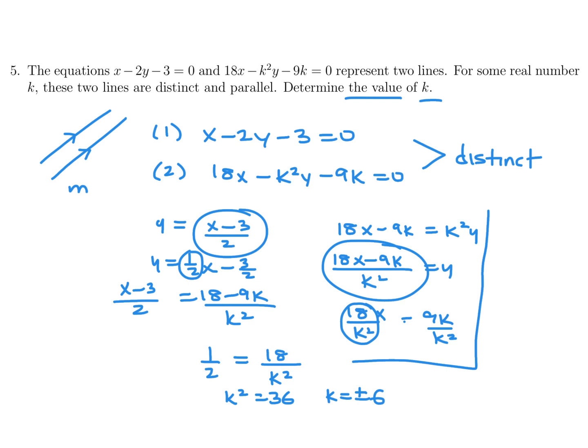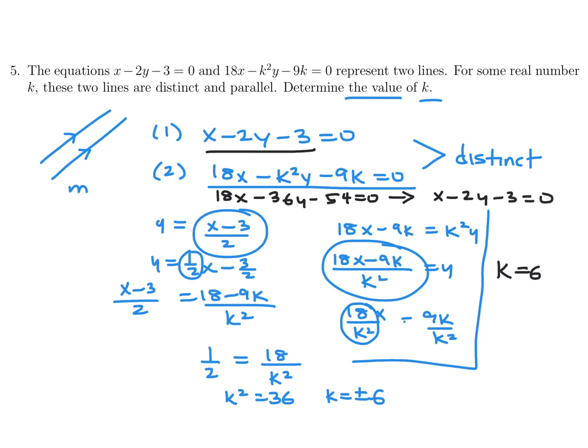All right, so then how do I figure out which one of those is right? I guess I'll just substitute it back into here. Let's try k equals 6 first. If I substitute k equals 6 into there, it'll be 18x minus 36y minus 54. And then if I divide through by 18, it'll be x minus 2y minus 3.